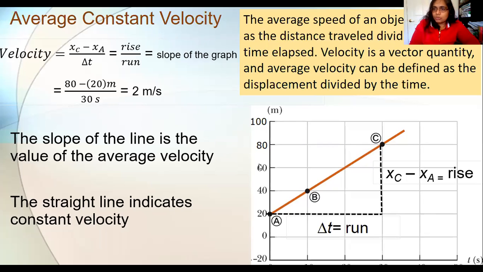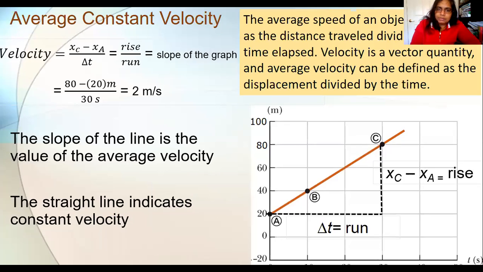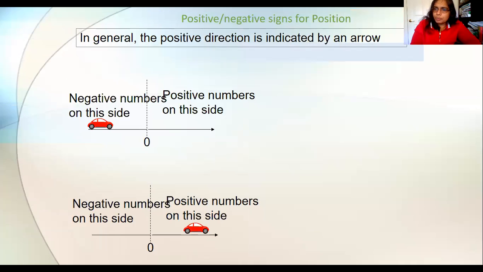Okay. Anyway, so by using a graph, you can calculate the velocity as well, or you can use the equation. Now, when we are dealing with these motions, we really want to pay attention to the direction, as I mentioned, right? So generally, we use an arrow to indicate what the positive direction is.